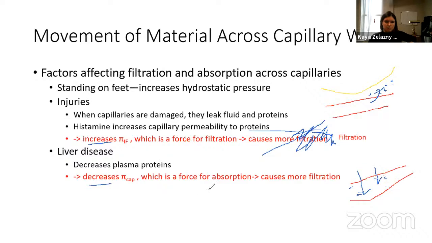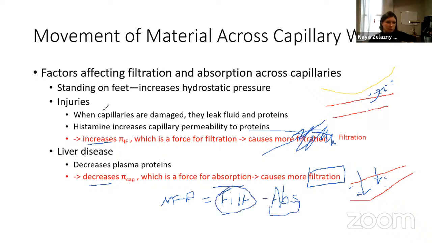So a decrease of a force for absorption, and this is written correctly, is going to cause more filtration overall, because those absorption forces are the ones that are fighting filtration. Our NFP is equivalent to filtration forces minus our absorption forces. So if this second number gets smaller, overall our NFP will tilt towards filtration. Both of these examples are instances where we could see more filtration and more swelling, basically.